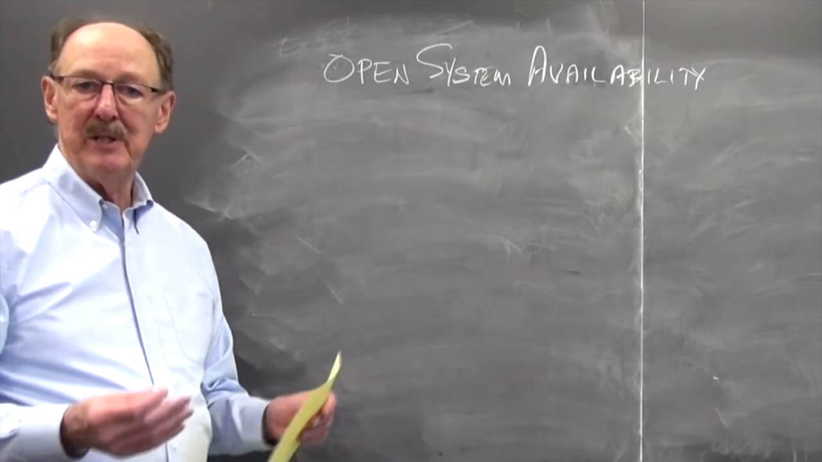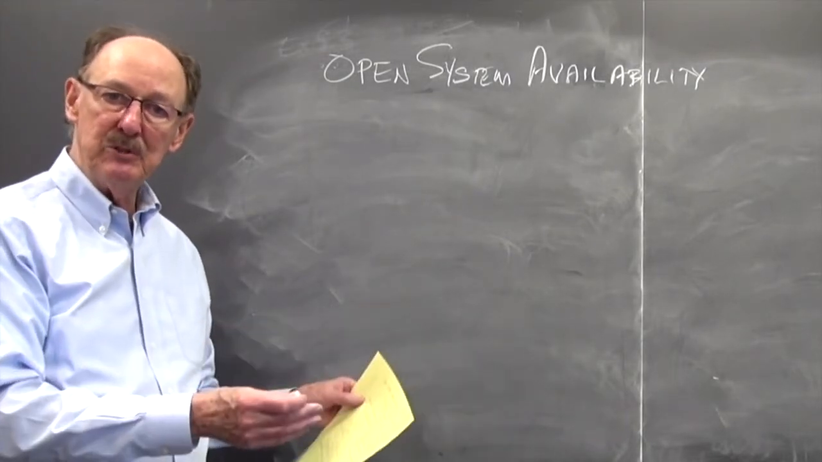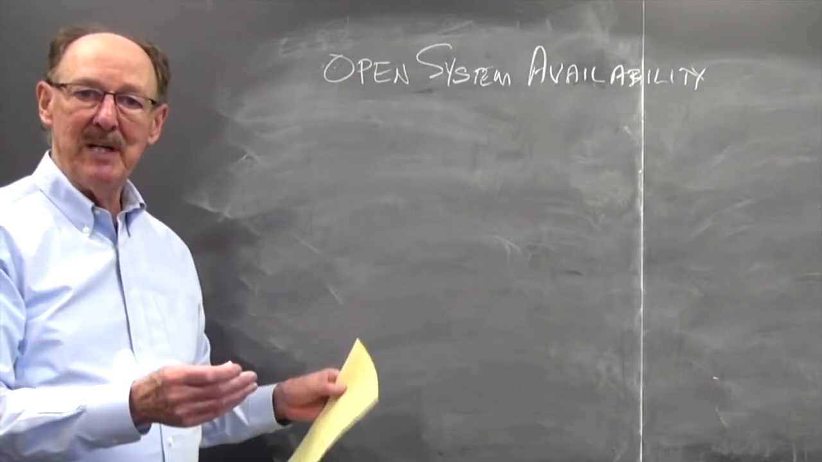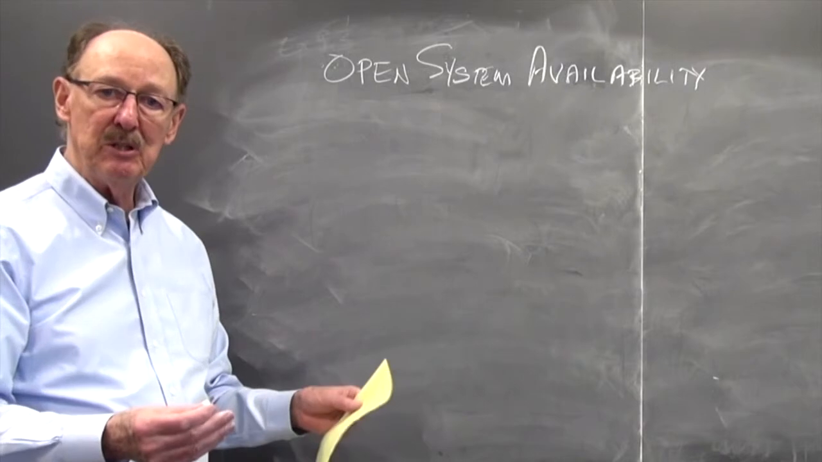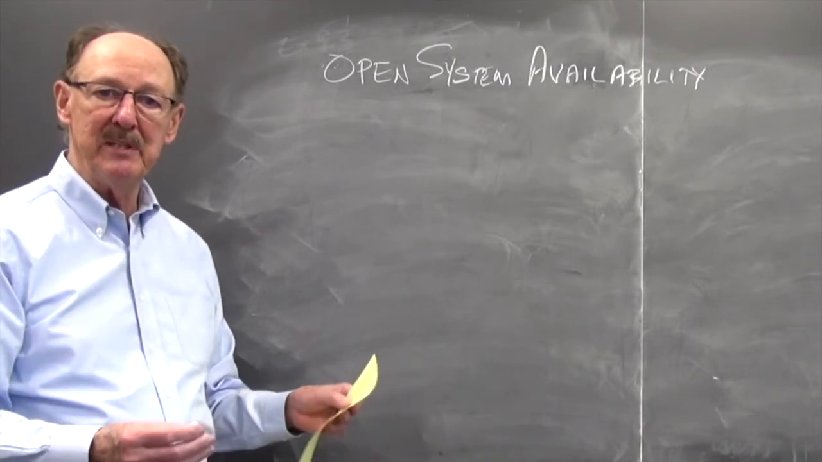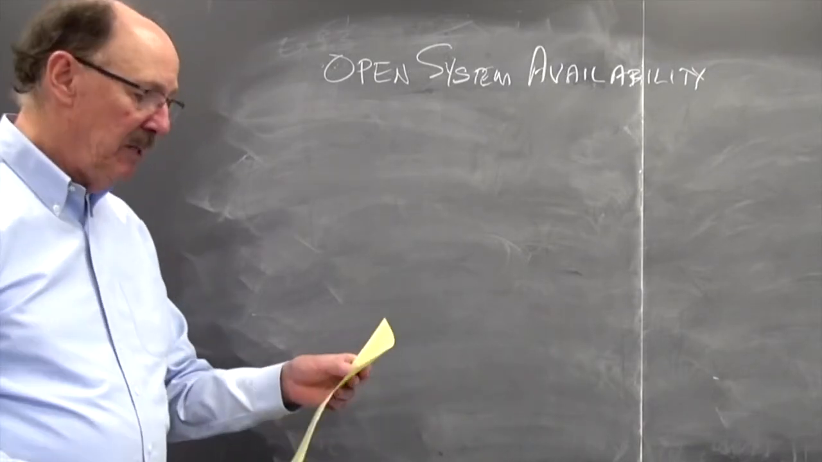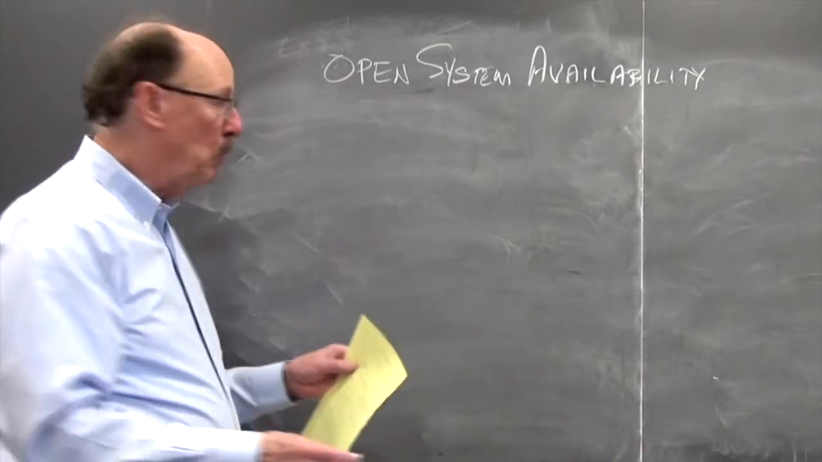Open system availability. What we looked at before was closed systems, and now very often we have open systems such as turbines, compressors, heat exchangers. We've looked at those and we want to be able to do availability analysis of them. So let's look at a general open system.